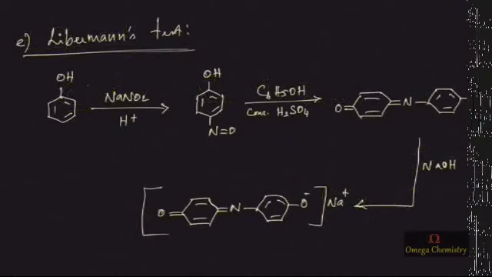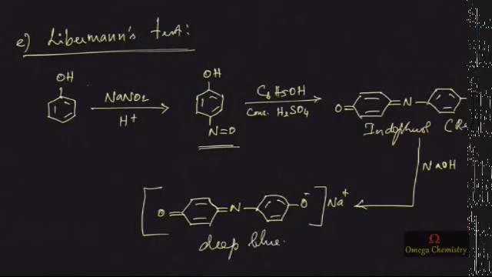Next one is Liebermann's test. So when phenol is added to nitrous acid, a para-nitroso compound will be produced. This para-nitroso compound will react with excess phenol in the presence of concentrated sulfuric acid to give indophenol. This compound is known as indophenol, and the color of indophenol is red. When this indophenol is diluted with sodium hydroxide, the red color will change to deep blue color, which is an indication for the presence of phenol.